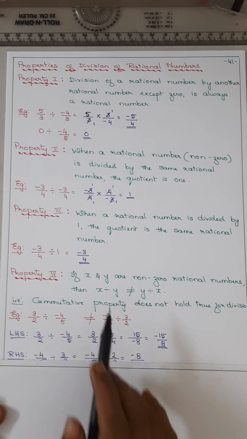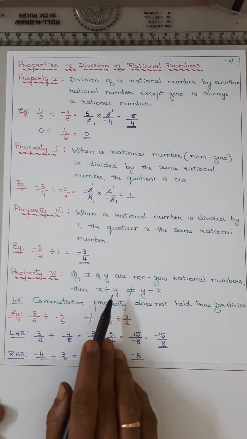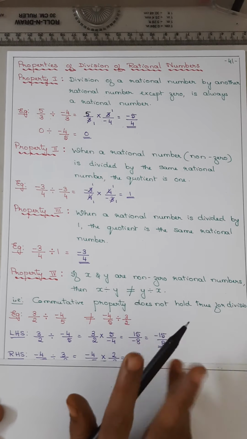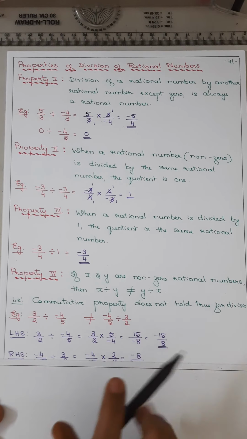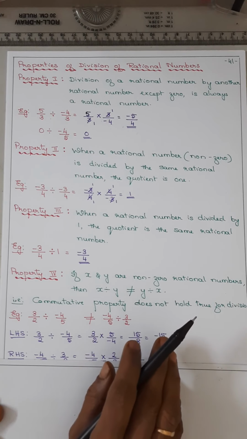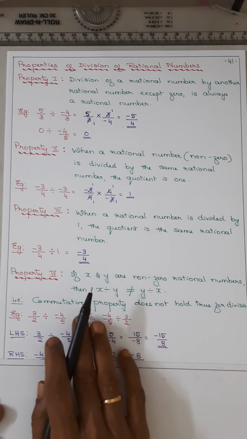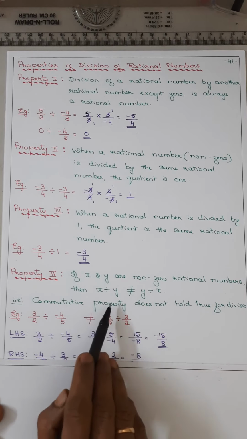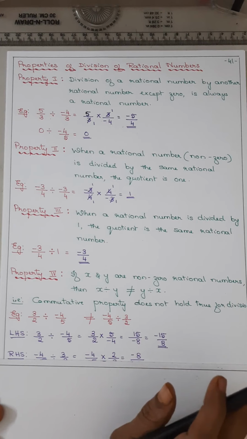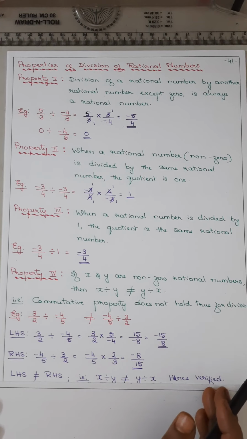If x and y are non-zero rational numbers, then x divided by y is not equal to y divided by x. Which property is it? Two rational numbers, the arrangement is different, then it is the commutative property. So please all students understand the properties. But here the commutative property does not hold true for division. Even for subtraction it does not. For addition and multiplication it is true.